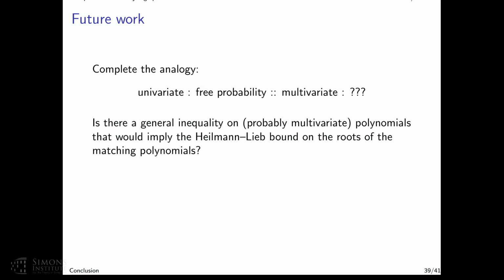One interesting question would be whether there's a similar inequality in the multivariate version that in particular would imply this Heilmann-Lieb bound. If you look at the original proof of the Heilmann-Lieb bound, it very intimately uses the fact that it is a matching polynomial, and not just a polynomial that's having something done to it. And if you move to the multivariate case, you can turn at least the proof that this thing is real rooted into a property of polynomials rather than a property of matching polynomials.